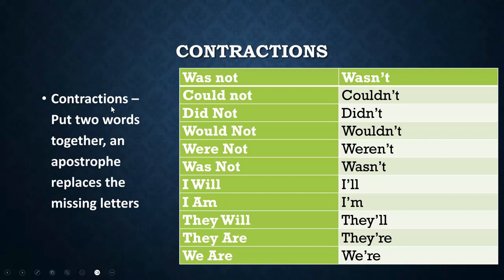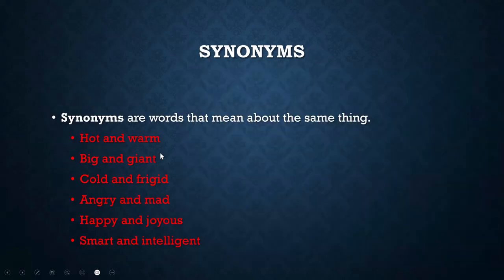Now, contractions put two words together, but an apostrophe replaces the missing letter. Was not becomes wasn't. Could not becomes couldn't. Did not becomes didn't. Would not becomes wouldn't. Were not becomes weren't. Was not becomes wasn't. I will becomes I'll. I am becomes I'm. They will becomes they'll. They are becomes they're. And we are becomes we're. These are contractions. Remember, you put the two words together and an apostrophe replaces the missing letters.